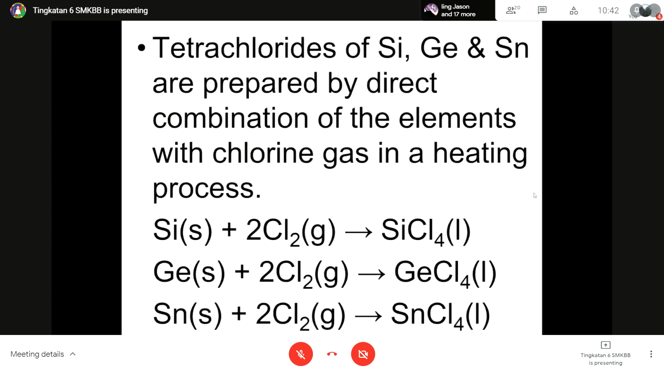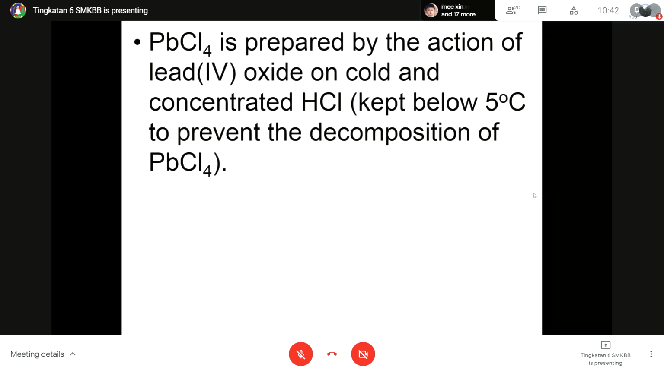Now, for lead tetrachloride, PbCl4, this one is prepared by the action of lead(IV) oxide reacting with cold concentrated hydrochloric acid. The cold means it should be below 5 degrees Celsius, so that you get the product lead tetrachloride, or else the product formed would decompose immediately. That means PbCl4 is very unstable towards heat. You warm it a little bit, and it may already decompose.